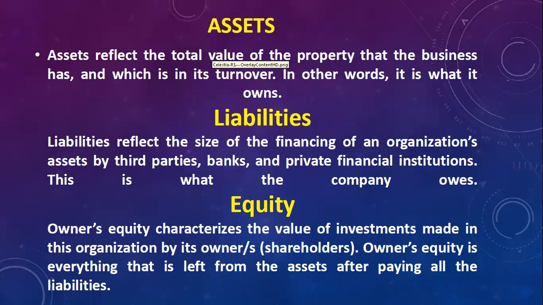Assets reflect the total value of the property that the business has. ठीक है, हमने इनकी definitions को पहले discuss कर चुके हैं, but again this is the topic which we have started today, a new one. So asset reflect करता है total property business की, जो कि business में मौजूद होती है, that the business has, and which is in the turnover. Definitely it will bring you some profitable sort of data. In other words, it is what it owns. जो भी आपके अपने पास होता है वो आपके सारे assets होते हैं जो business के अंदर currently मौजूद है. Liabilities reflect the size of the financing of an organization's assets by third party.